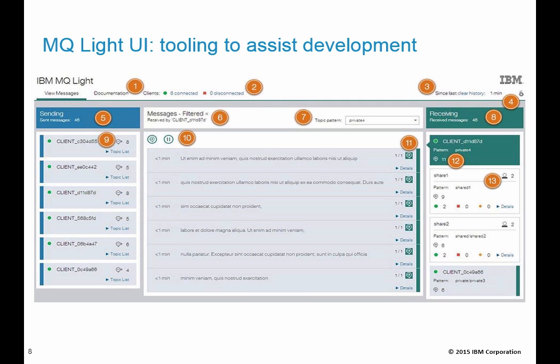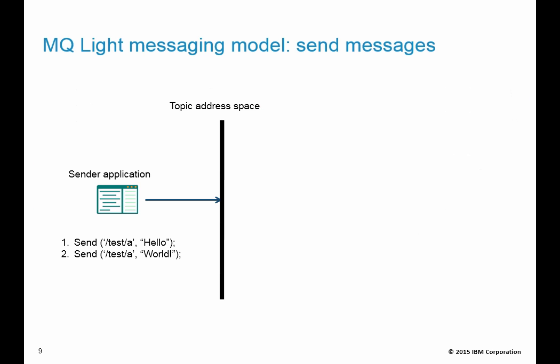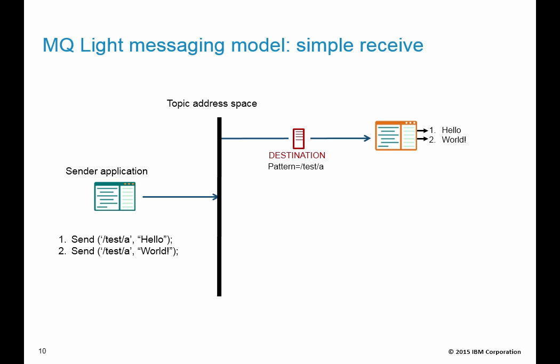As described in the first few slides, you can see on the chart that there is a sender, queue, and receiver from left to right. On this slide, you can see a sender application is sending a message to a topic address space. The message being sent is hello and world, and the topic is called test A. The consumer can then subscribe to that topic to receive that message. It is a simple send and receive.